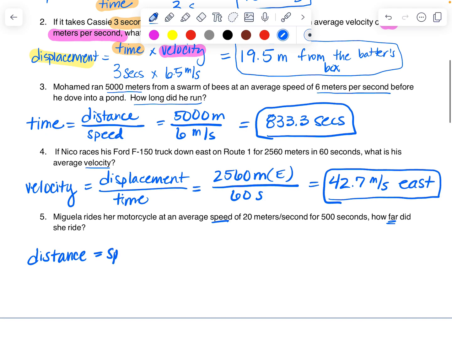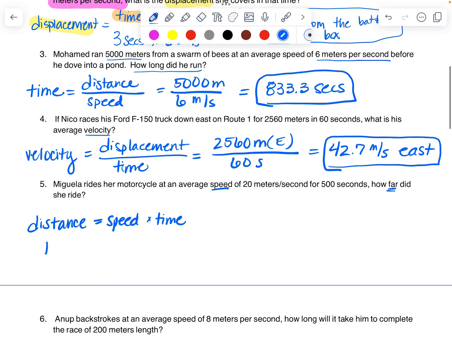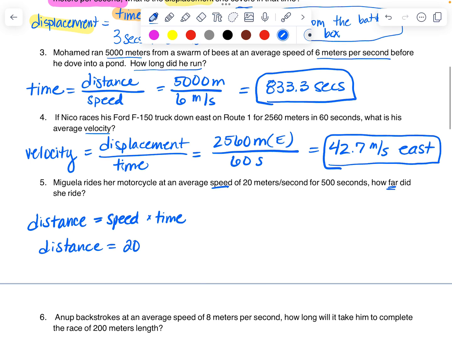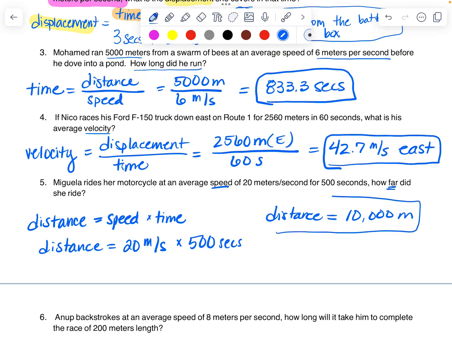So on this one, we want distance, which is speed times time. So we'll write that down here because we've got room. Her speed is 20 meters per second, multiplied, she went for 500 seconds. So when you multiply those out, her distance is 10,000 meters. And we do not need a direction on that one because it's distance, not displacement.